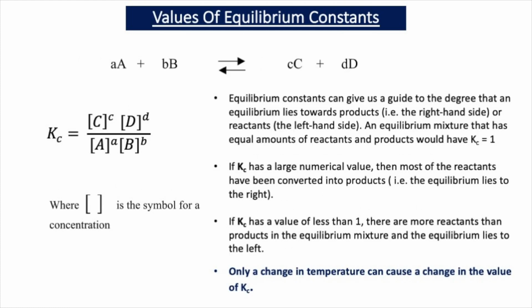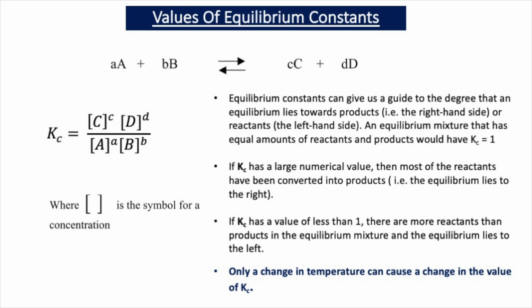Equilibrium constants can give us a guide to the degree that an equilibrium lies towards the products, i.e. the right-hand side, or reactants, the left-hand side. An equilibrium mixture that has equal amounts of reactants and products would have a Kc equal to 1. This is no surprise because Kc is essentially the concentration of the products over the concentration of the reactants.